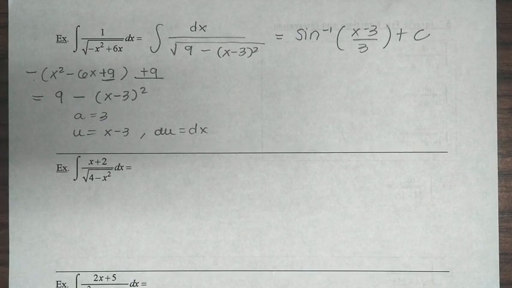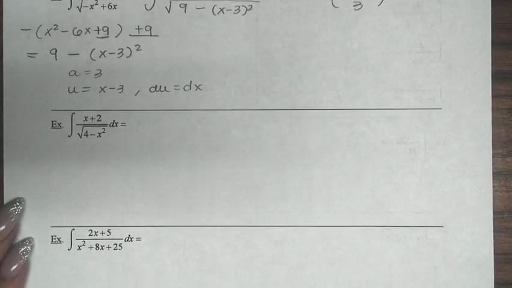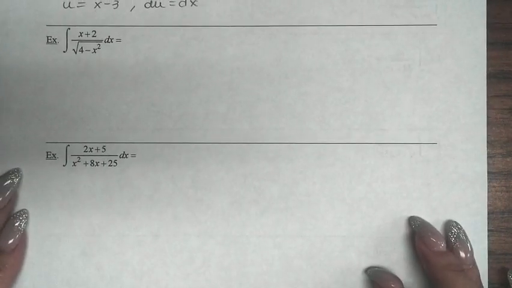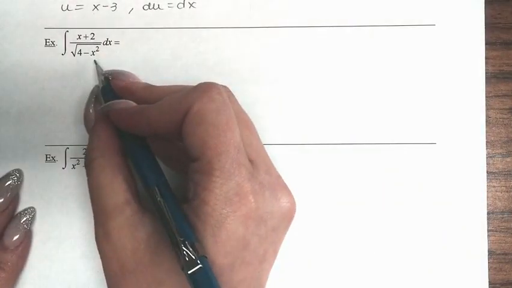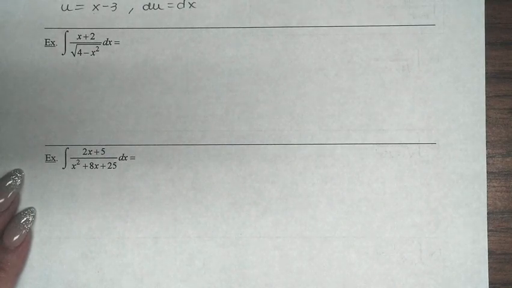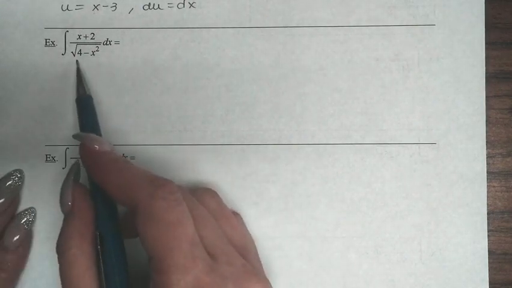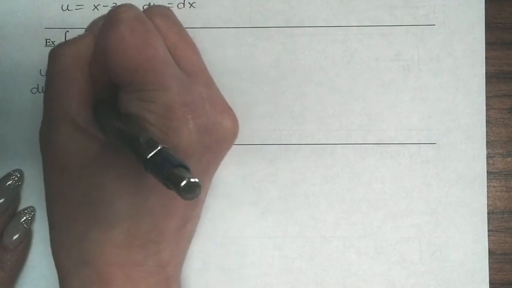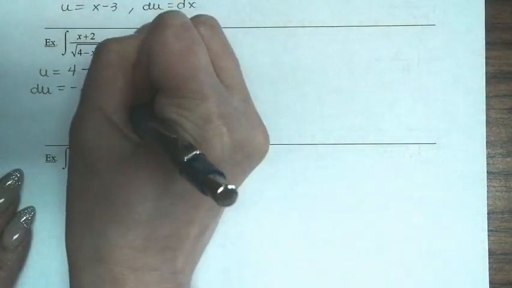Now let's look at this problem that is a little bit more interesting. We need to evaluate the integral of (x plus 2) divided by the square root of 4 minus x squared dx. So what are you going to do here? Let's do the u substitution. u is going to be equal to 4 minus x squared. You know that du is going to be equal to negative 2x dx.